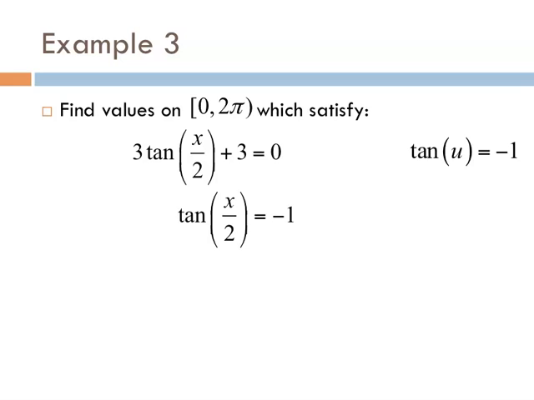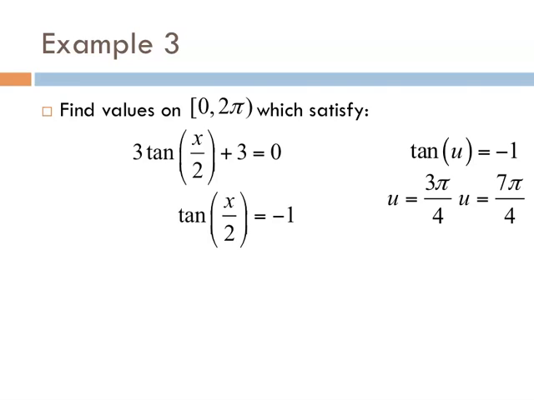Well, tangent is negative in which quadrants? In quadrant 2 and in quadrant 4. So in quadrant 2, tangent would equal -1 when u is equal to 3 pi over 4. And in quadrant 4, that would be at 7 pi over 4. Right? We're using a reference angle of pi over 4.